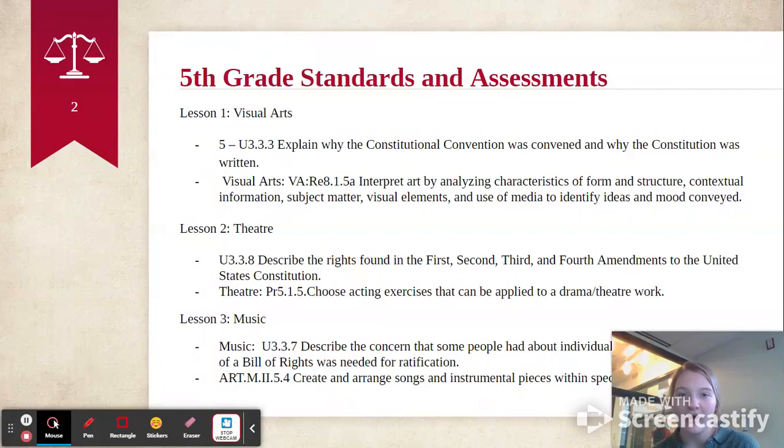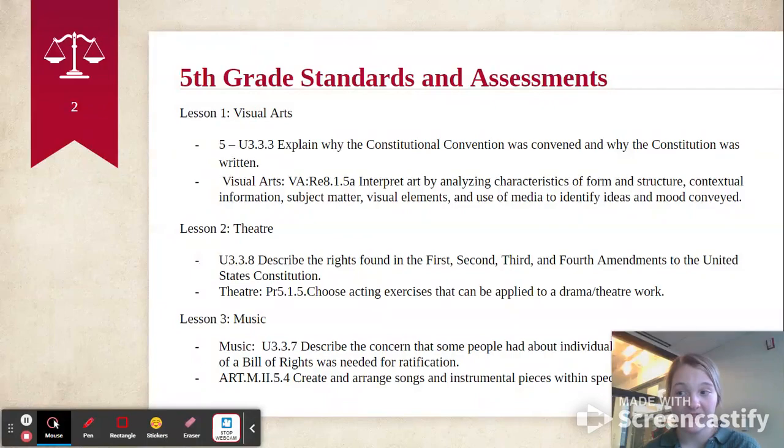Lesson 3 music standards are going to be describing concerns that people had about individual rights. We're going to talk a little bit about inclusion and why individual rights are necessary for the Bill of Rights, and then ratification, how that process worked to ratify the Constitution to have the Bill of Rights. And then for the music portion, we're going to be creating and arranging songs and instrumental pieces. That's going to be more of the unit plan, but it's also going to come into play for the lessons.